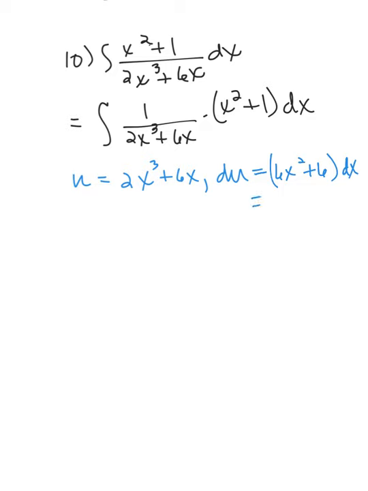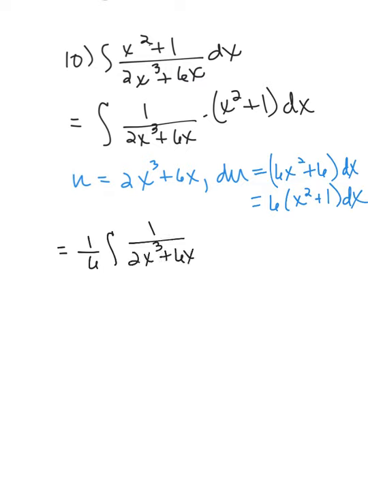The problem is that in our original problem, we have an x squared plus 1, not 6x squared plus 6. What you need to notice is you can factor out a 6, and then that would become x squared plus 1 in the quantity dx. So we need to force a 6 into our problem, which means we are going to offset it with a 1/6 out front, the integral of 1 over 2x cubed plus 6x times 6 times the quantity of x squared plus 1 dx.